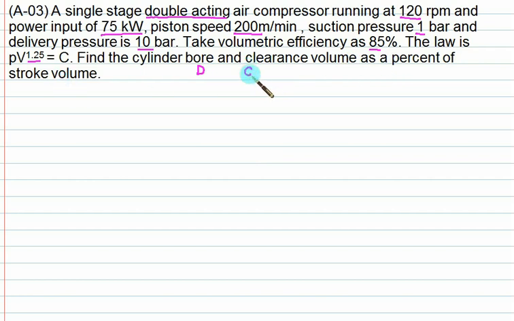So let's collect the data here. C represents clearance volume, and the clearance ratio is also given by VC by VS.